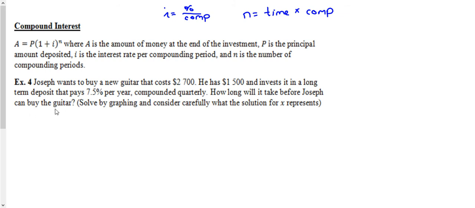So here we go, we got this question here. Joseph wants to buy a new guitar. $2,700 is what it costs. He has $1,500 investing in a deposit that pays 7.5% per year, compounded quarterly. So there's going to be our compounding there, quarterly. How long does it take before Joseph can buy the guitar? So it says here, solve by graphing. Consider carefully what x represents.